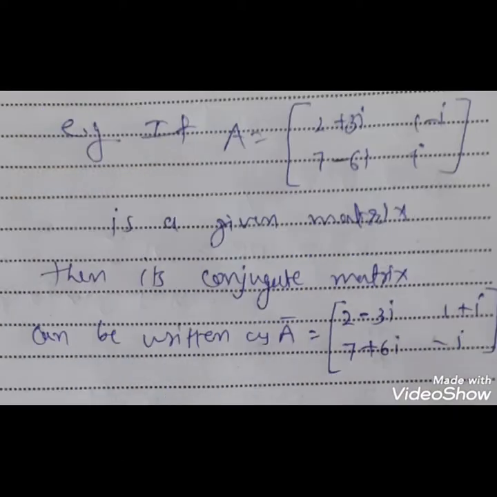As an example, if we take a matrix A whose elements are in complex form, that is 2 plus 3i and 1 minus i are the elements of the first row, and 7 minus 6i and i are the elements of the second row, then its conjugate matrix can be written as A bar equal to 2 minus 3i, 1 plus i, 7 plus 6i and minus i.